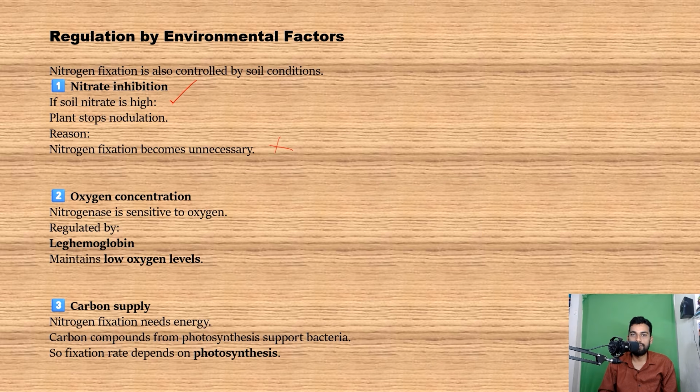If there is excessive oxygen, the nitrogenase enzyme won't work, so nitrogen fixation will be stopped. Plants evolved to maintain oxygen levels by the leghemoglobin protein. It maintains low oxygen levels so that rhizobium bacteria get the oxygen and it also prevents the oxygen from reaching the nitrogenase enzyme. Nitrogen fixation needs energy that comes from photosynthesis. So if there is good light in the day and photosynthesis is high, then nitrogen fixation is also high. So it depends on photosynthesis.